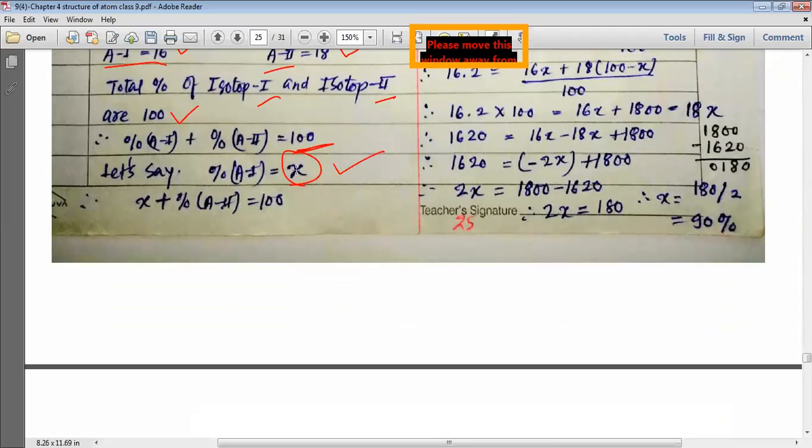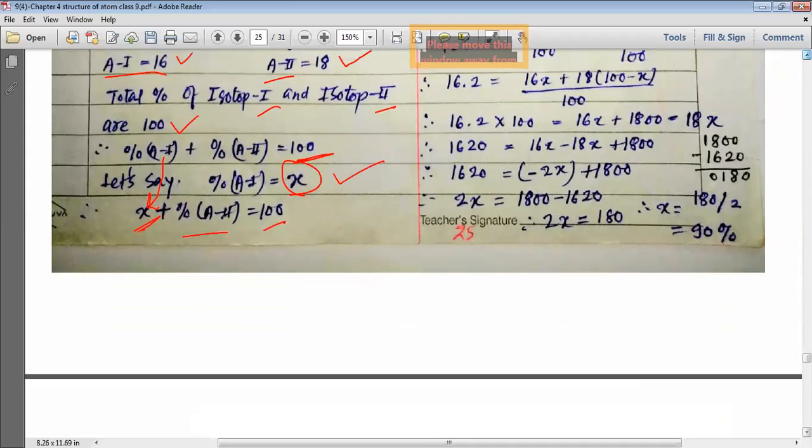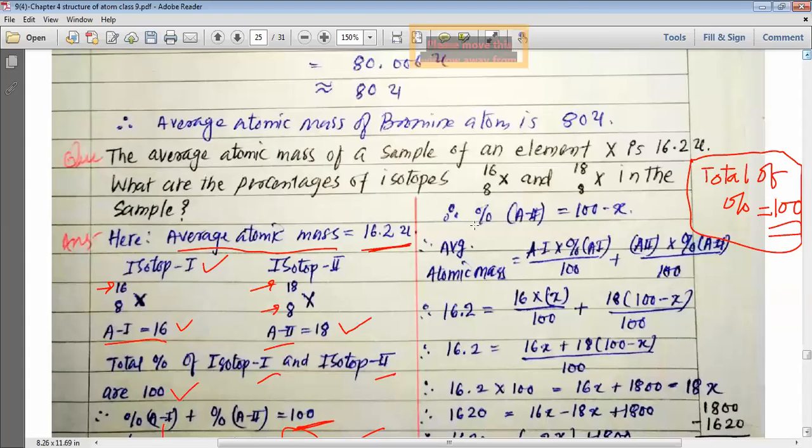Let us say that the percentage of isotope 1 is X, and therefore we can put the percentage of isotope 1 is equal to X plus percentage of isotope 2 is equal to 100, and therefore my dear students, the percentage of isotope 2 is equal to 100 minus X. That is what we get. So the percentage of isotope 1 is X and the percentage of isotope 2 is 100 minus X. That is what we can easily understand.